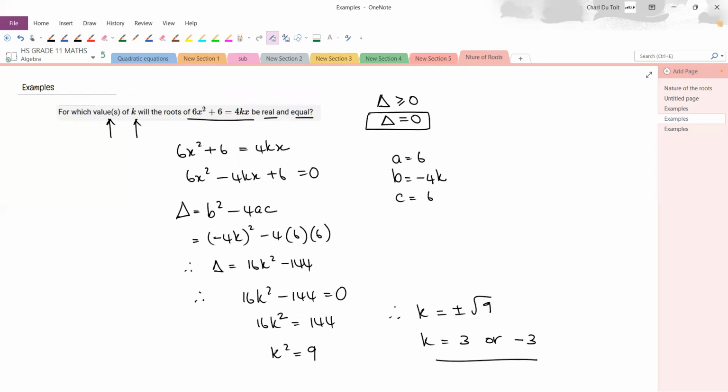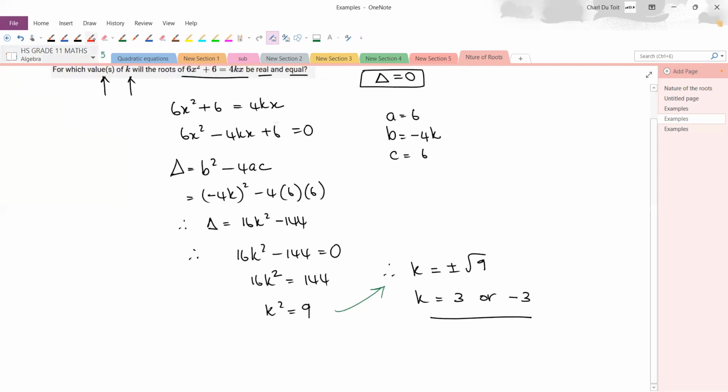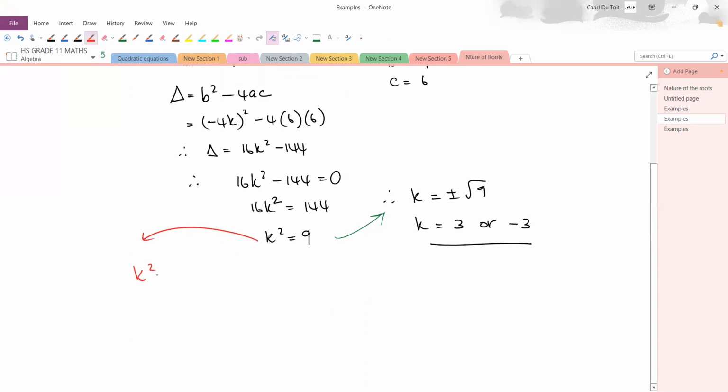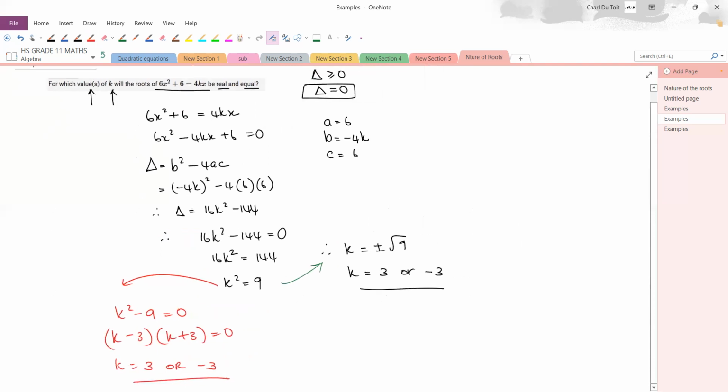You can also do this. Some students don't like that root. They'll say k squared minus 9 is 0, so k minus 3, k plus 3 is 0. So k is 3 or negative 3. Quickly make notes of that. Okay, I got it. Nice.